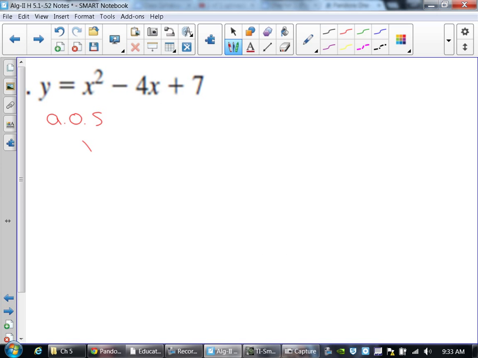And that's always going to be x equals the opposite of b over 2a. Well, what's my value of b in that equation? -4. So what's the opposite of -4? Positive 4. So it becomes 4 over 2 times 1. So the axis of symmetry is at x equals 2.